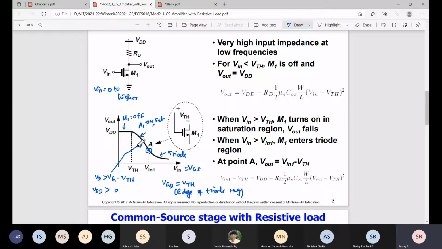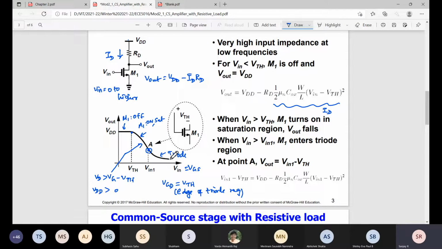Okay, so now let's take this saturation region. What is the current expression? How can I write Vout here? Vout equals VDD minus ID into RD. So in the saturation region, what is the current? ID is mu n Cox W by L times (VGS minus VTH) squared. So I can write the current like this in this portion.